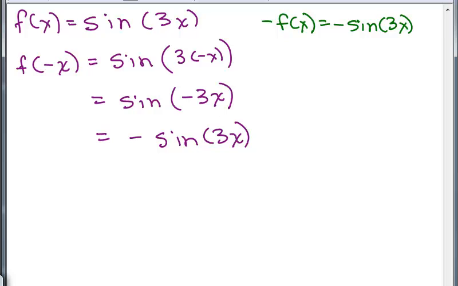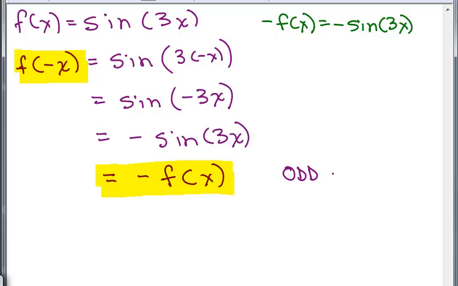You just put the minus sign in front of whatever f of x is. And so the question is, is that the same thing as either just the sine of 3x or negative the sine of 3x? And yes, it's the same thing as negative sine of 3x. So this is actually negative f of x. So what I have is that f of negative x is actually equal to negative f of x, and that makes it an odd function. So f of x is an odd function.